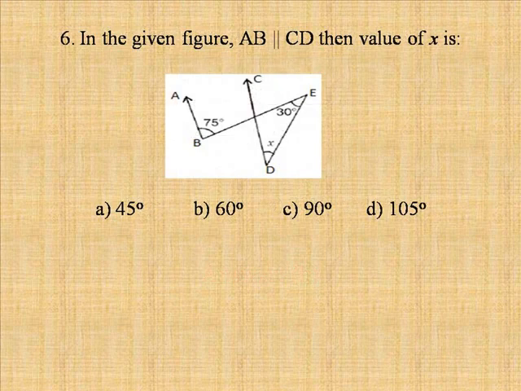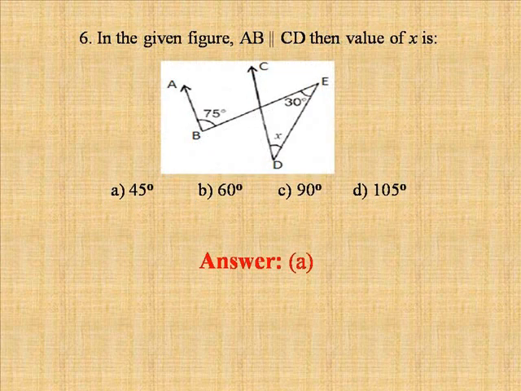Number 6. You can see the figure is given and here AB is parallel to CD. You need to find the value of x and you have the 4 options. Let's see its answer. The answer is 45 degrees, that is option A. Why? Because angle ABE is 75 degrees and its corresponding angle will be where the parallel line CD cuts B, and that is the exterior angle of the triangle. So 30 degrees plus x equals 75. So from there x equals 45 degrees. So option A is the answer.